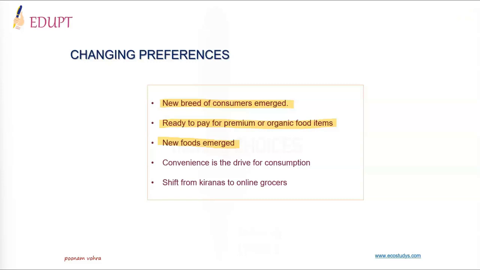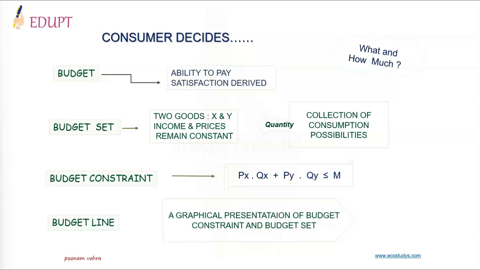For the new breed of consumers, convenience is the new drive for consumption. It is because of rapid industrialization and demanding lifestyles, which have resulted in exponentially increased time-starved consumers, and the segment values convenience in their consumption or shopping for food items. So there has been a shift from kiranas to supermarkets, hypermarkets to online grocers, with the belief that home delivery is going to stay. Now, the consumer has to decide what commodity and how much to buy.